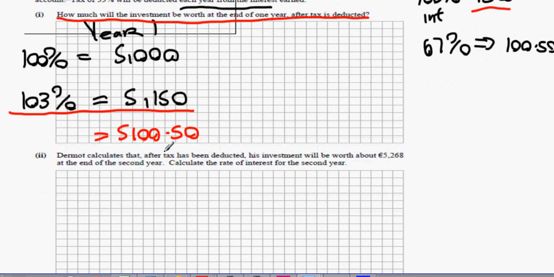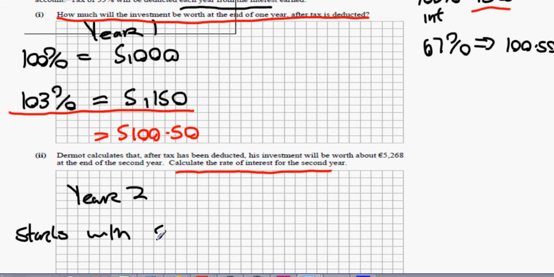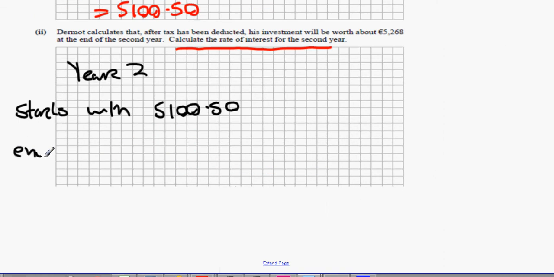Derek calculates that after tax has been deducted, his investment will be worth around 5,268 at the end of the second year. Calculate the rate of interest for the second year. Okay, so year two, he starts with 5,150. Ends with 5,268.